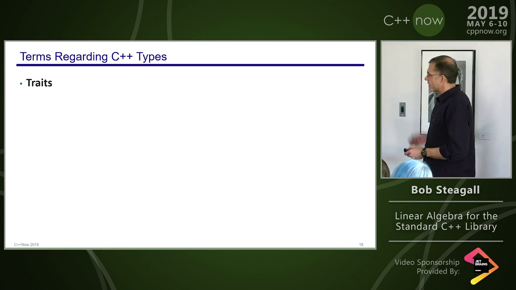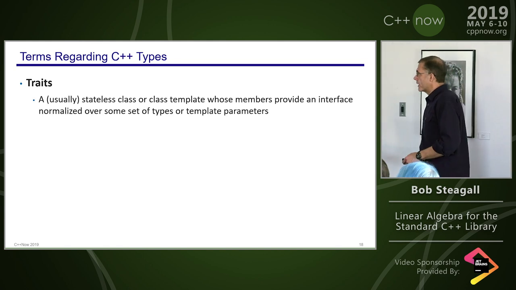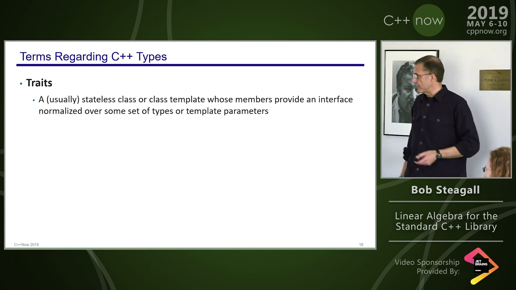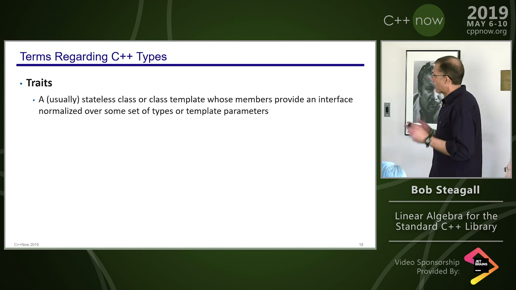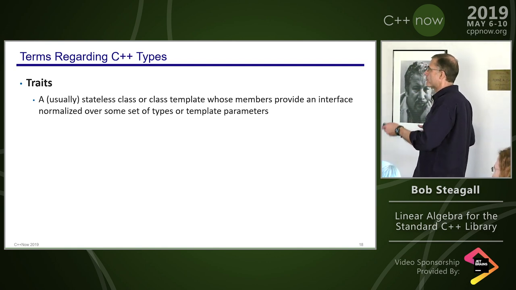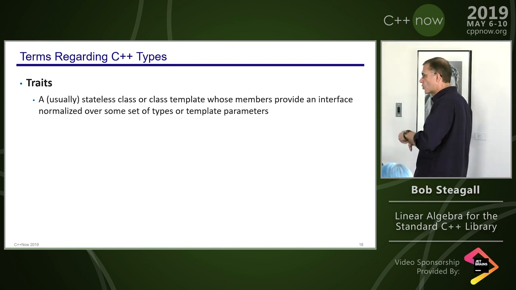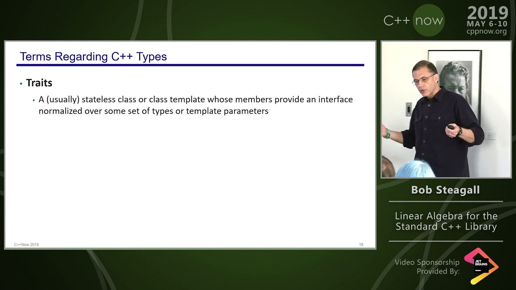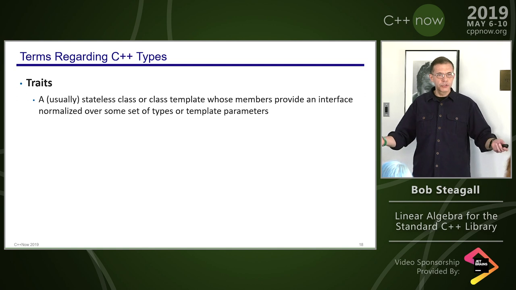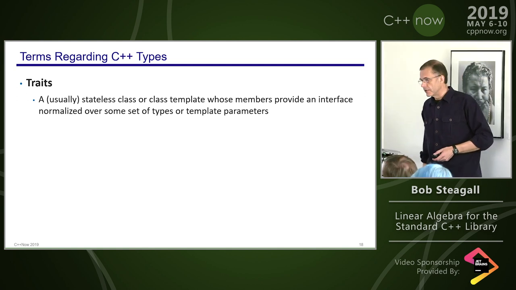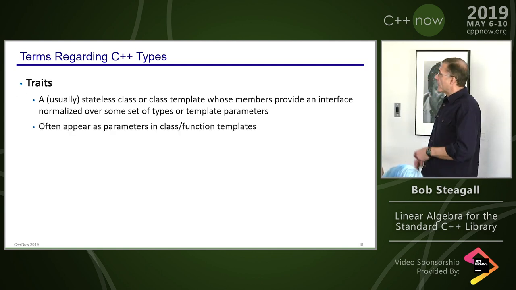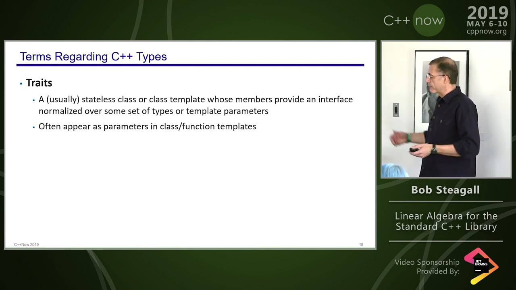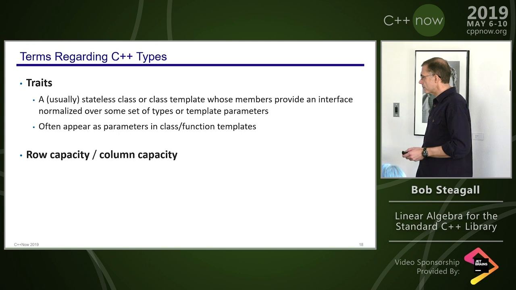All right, so what's a traits type? We all use traits. We're all familiar with traits. I think of traits as being a usually stateless class or class template whose members provide an interface that's normalized over some set of types or template parameters. A canonical and very early example of traits is char traits, which are used for std string, right? They often appear as parameters in class or function templates, and this interface proposal is no exception.